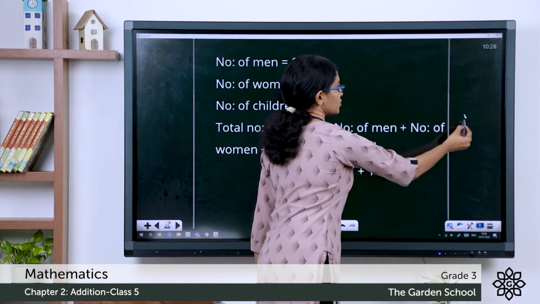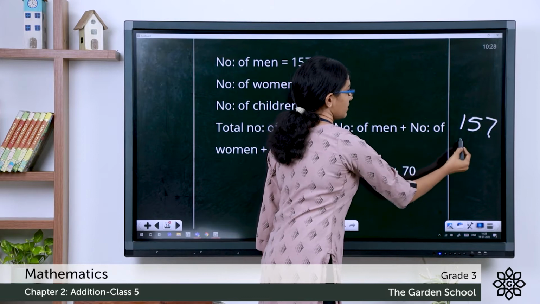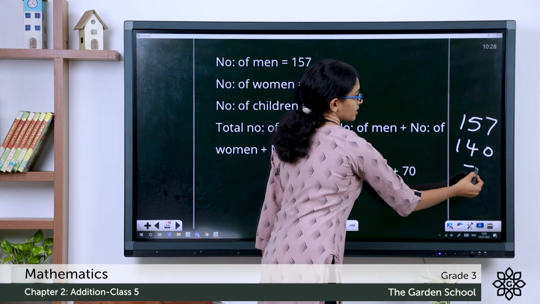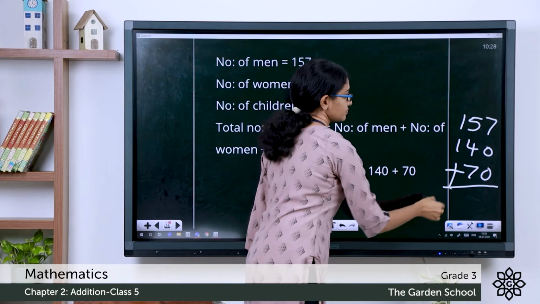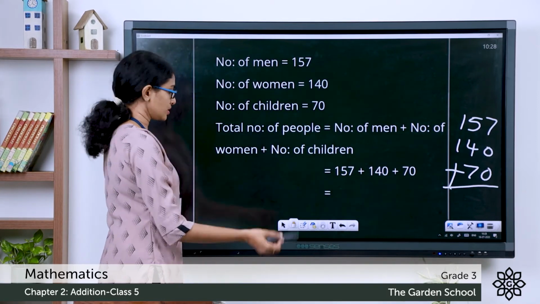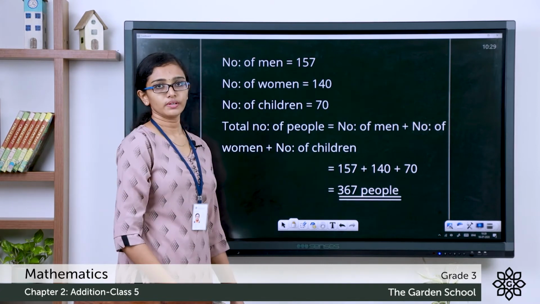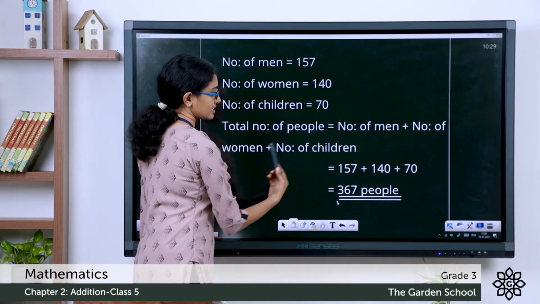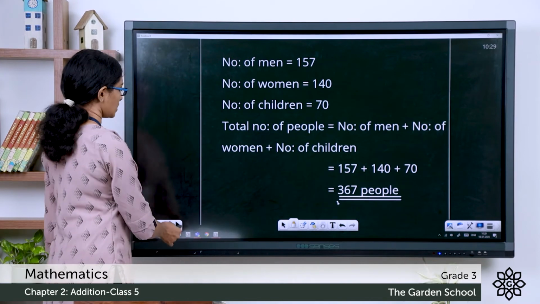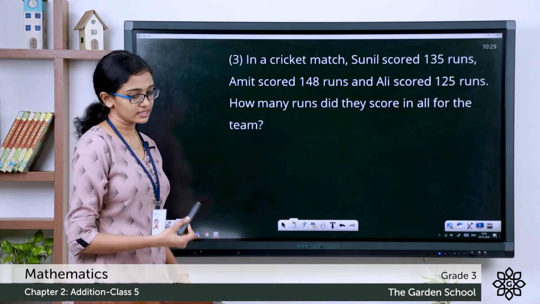You can do the calculation in the working column. 157, 140 and 70. You can do the calculation. Now, what is the answer in this case? Total number of people equal to 367 people. Now, let's discuss the next question.